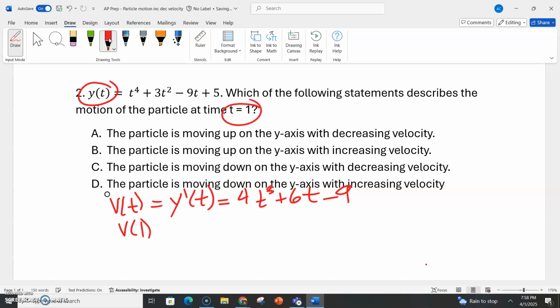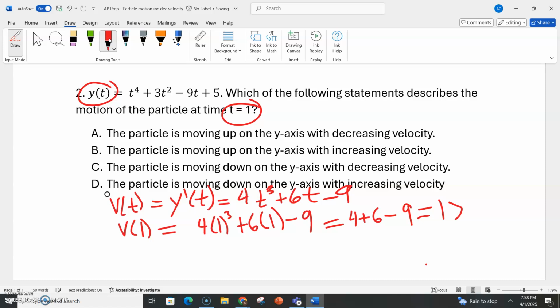Now specifically, we want to know what's happening at 1. So we have v of 1 is 4 times 1 cubed plus 6 times 1 minus 9. That is 4 plus 6 minus 9, or 10 minus 9, which is 1, which is positive. So that means in this case, our particle is moving up. So we know we are either A or B.